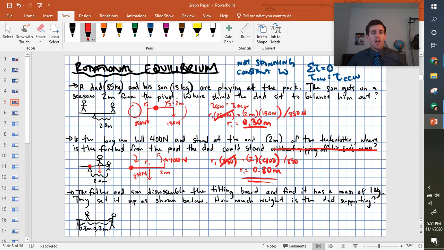Boy, this is fun. Notice here, though, that we have to be really careful about thinking which direction our forces are going. And we have to be really good about identifying our pivot point.